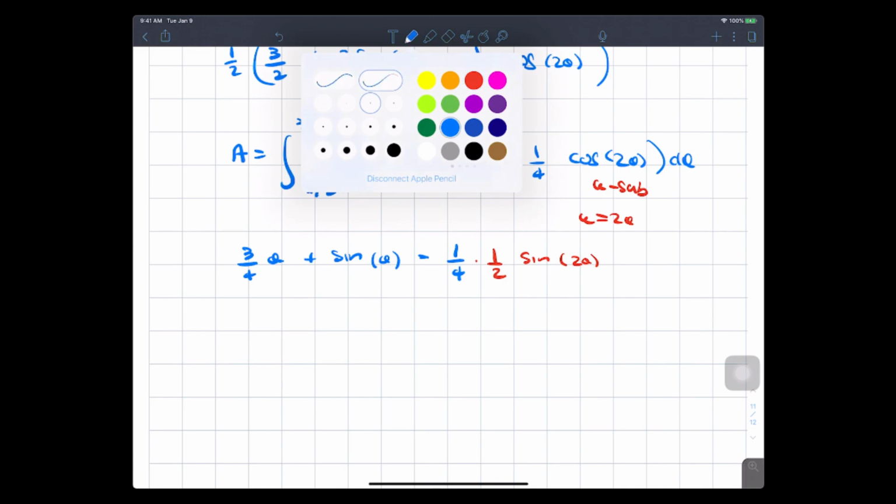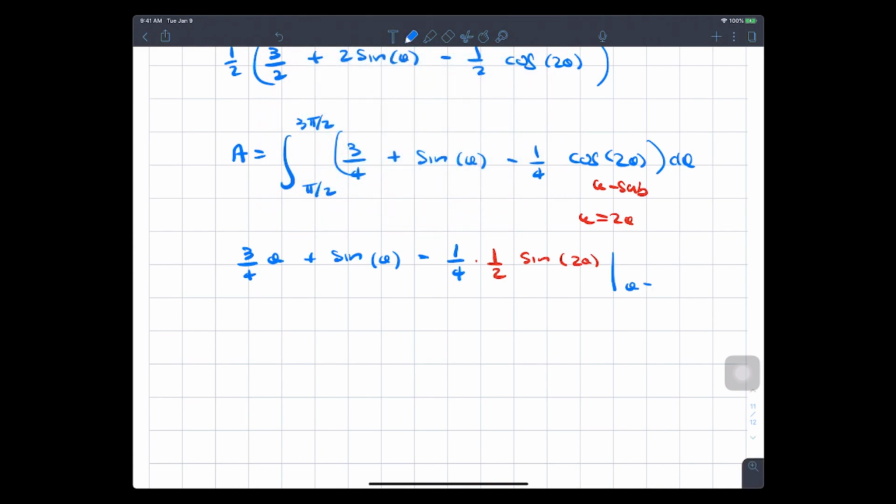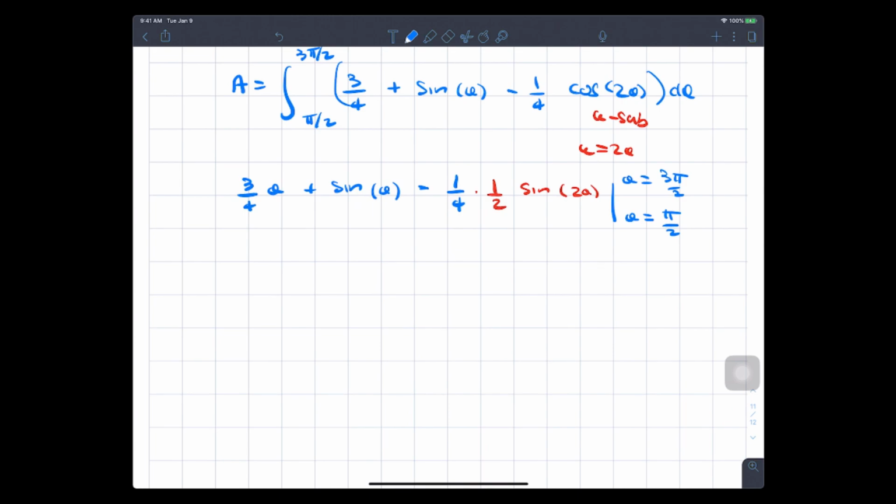So double check and be careful. And that's where theta is pi over 2. Theta will be 3 pi over 2. So if we fix this a bit, 3/4 theta plus sine theta should be minus 1/8 sine 2 theta. Theta is pi over 2. Theta is 3 pi over 2.